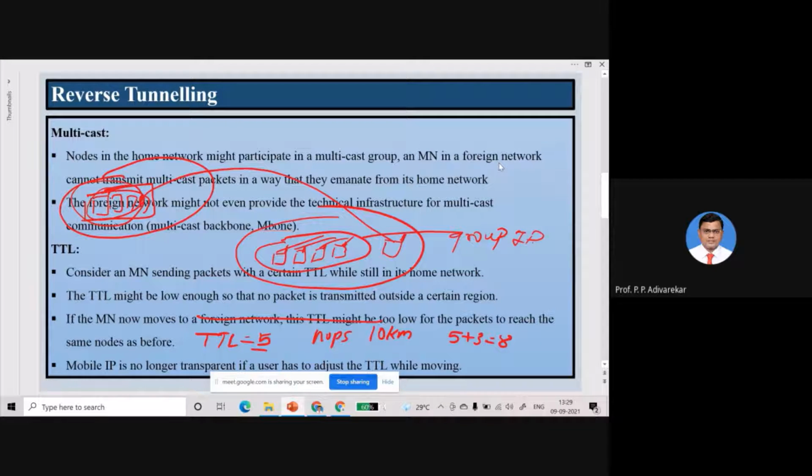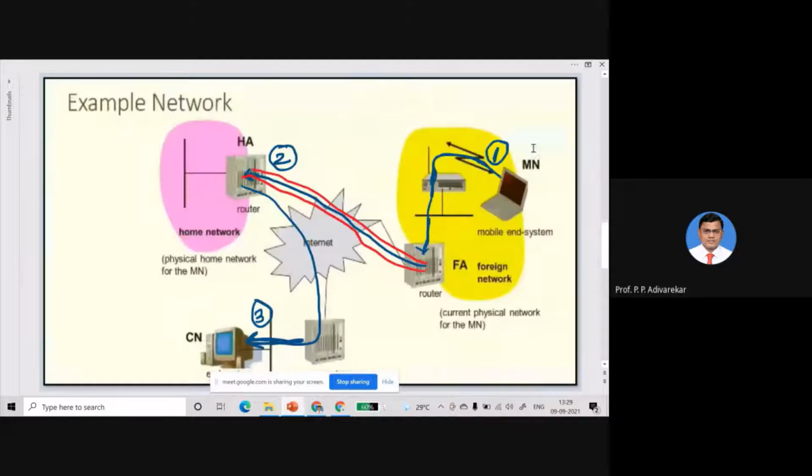So how do we overcome these issues? The simple solution for this is the use of reverse tunneling. All these issues led to the definition of reverse tunneling as an extension to mobile IP. So what exactly reverse tunneling is, we are going to see. We have already seen what a tunnel is. A tunnel starts at one point and ends at another. Initially, the tunnel was starting at the home agent and ending at the foreign agent. That was the normal tunneling.